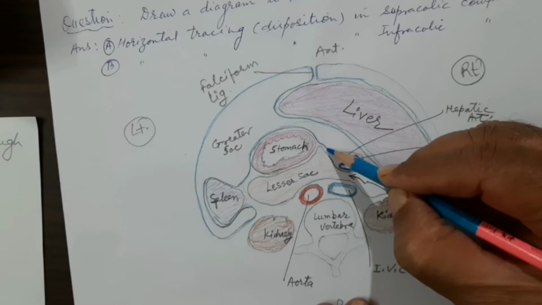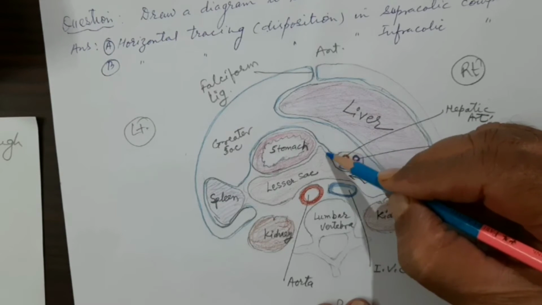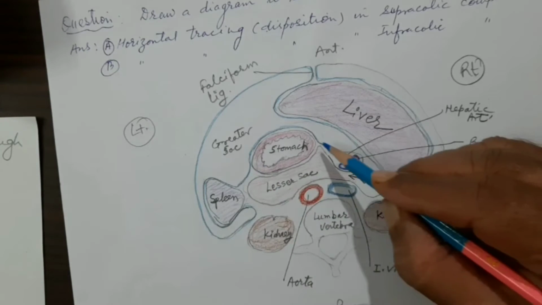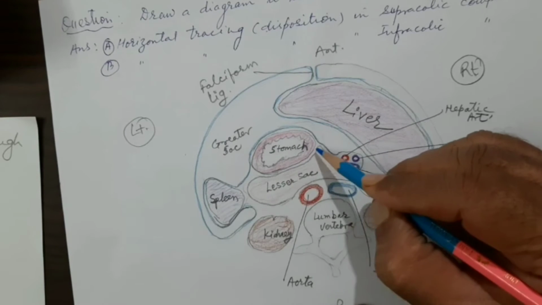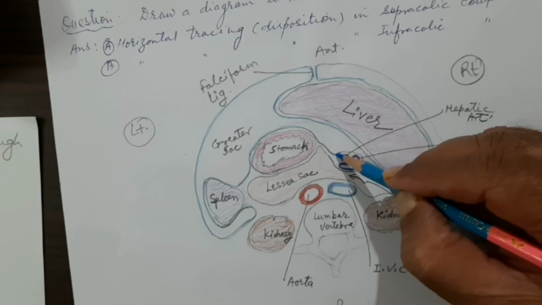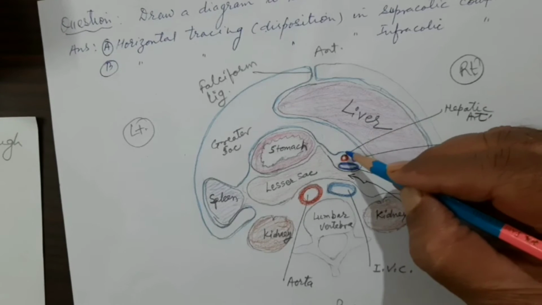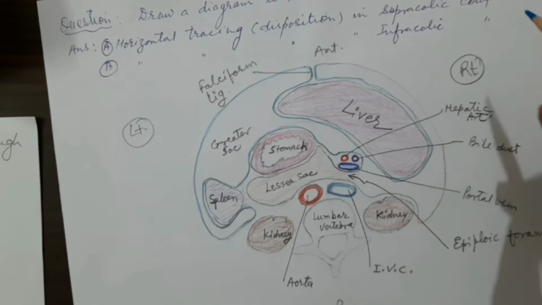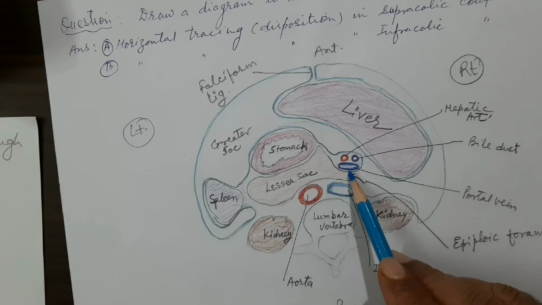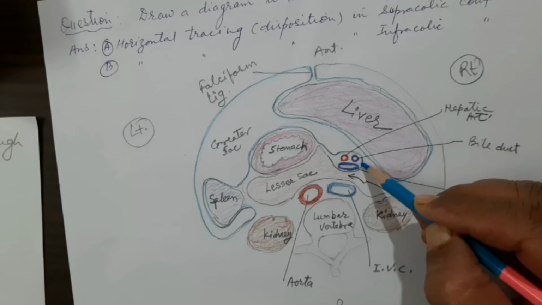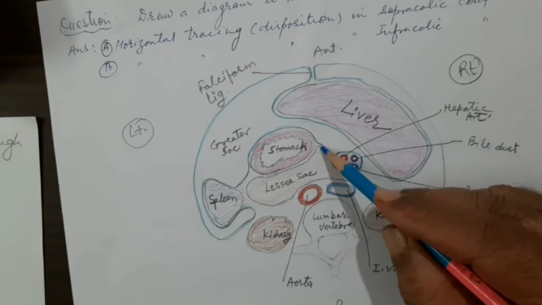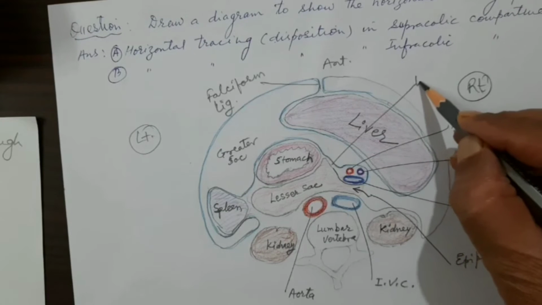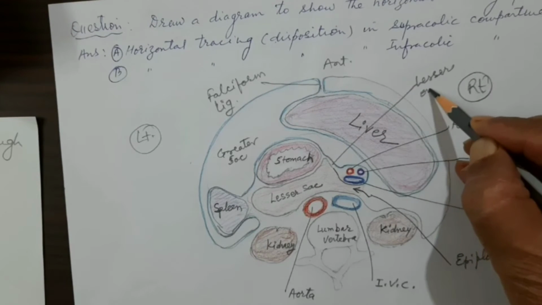Then it goes to the anterior layer of the lesser omentum, because this is the lesser curvature of the stomach. This is the greater curvature. This is the anterior surface, and this is the posterior surface of the stomach. Then here, onto the right side, it covers three structures, the hepatic artery, bile duct, and portal vein, which lie on the free margin of the lesser omentum. This is the lesser omentum.